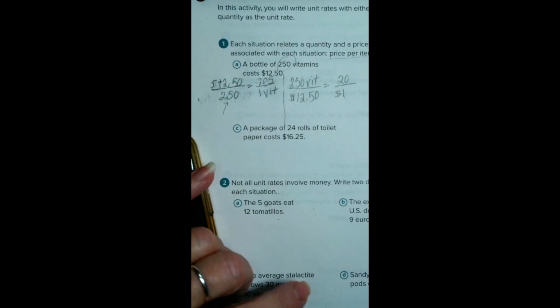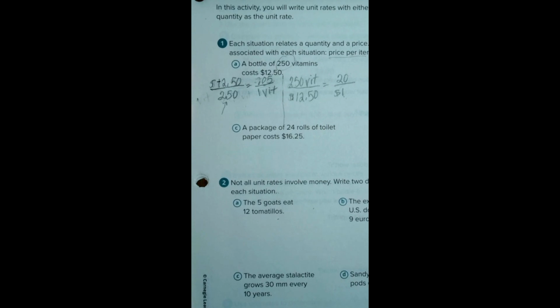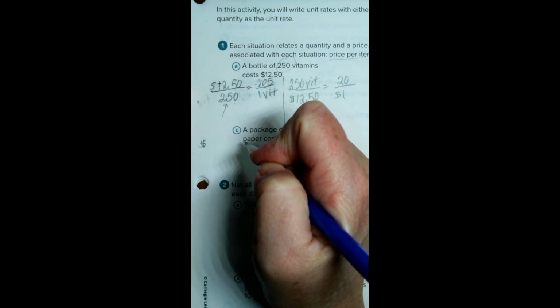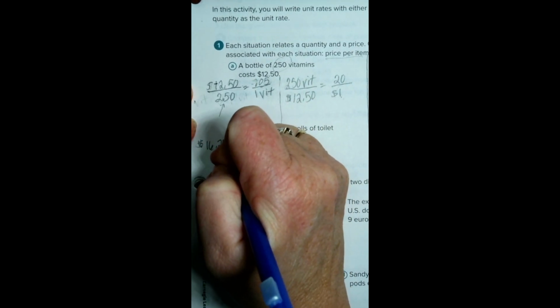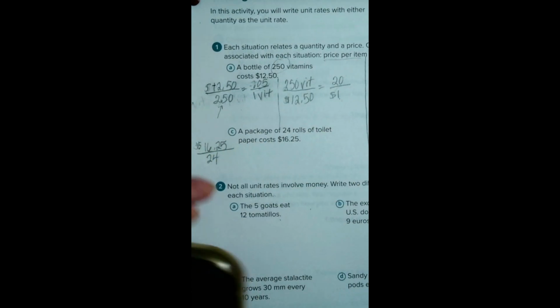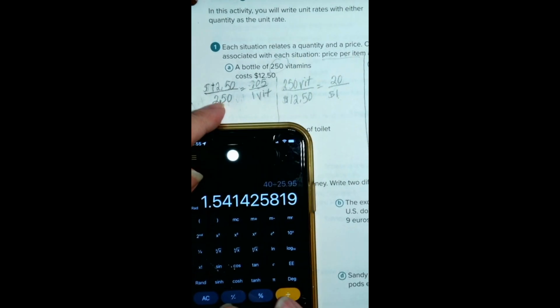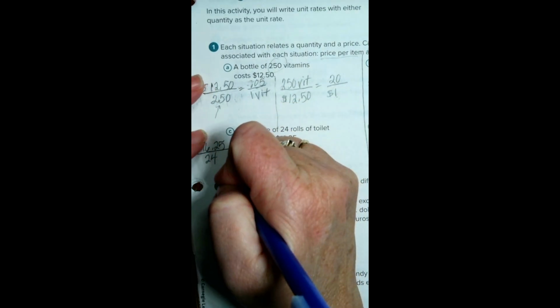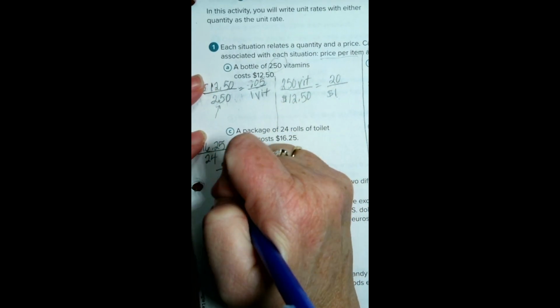Okay, so let's go down here to see. A package of 24 rolls of toilet paper costs $16.25. So price per item, so price $16.25 per 24 rolls. So $16.25 divided by 24. So we have about 68 cents per one roll.